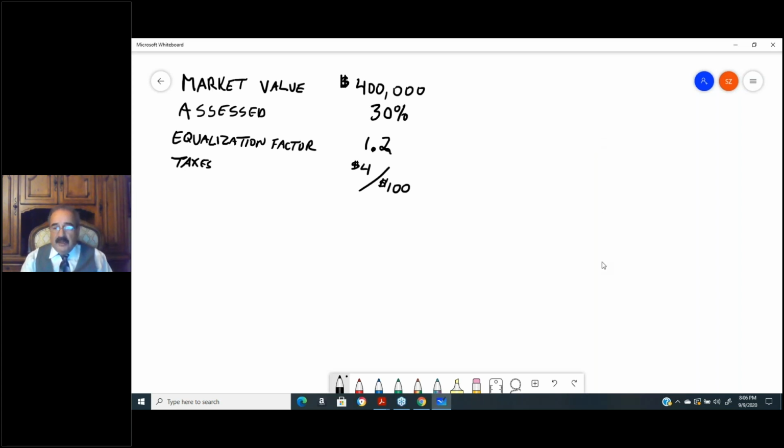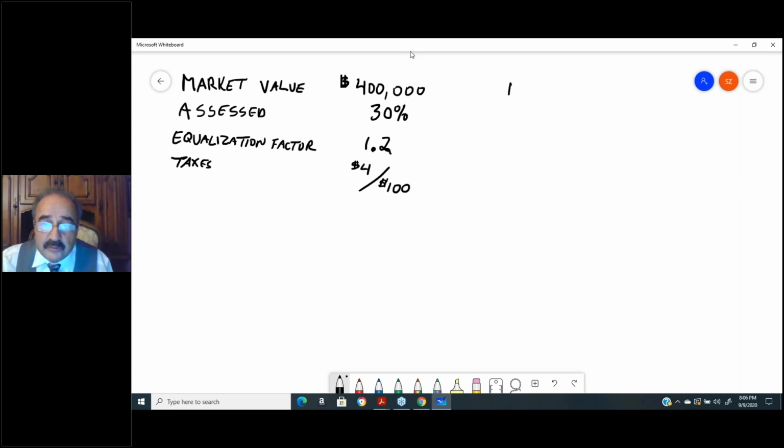So let me go over this problem again. Property has a current market value of $400,000. It's being assessed at 30%. We have an equalization factor of 1.2. The taxes are $4 for every $100. Here's the question. What are the property taxes? Oh, very good, Sal. I think that is absolutely correct. Let me show you how to solve this.